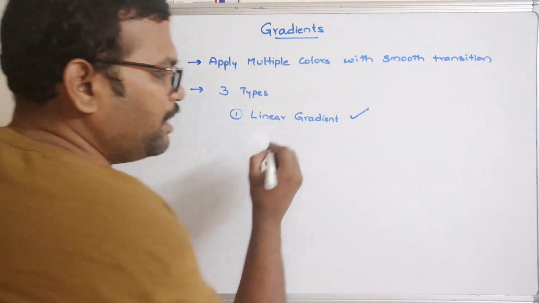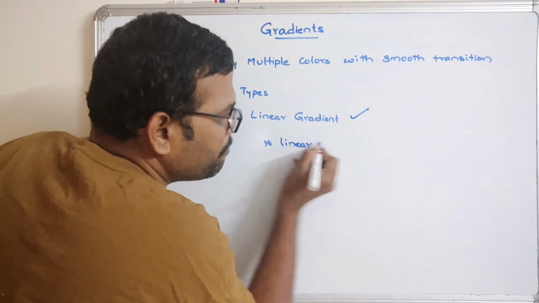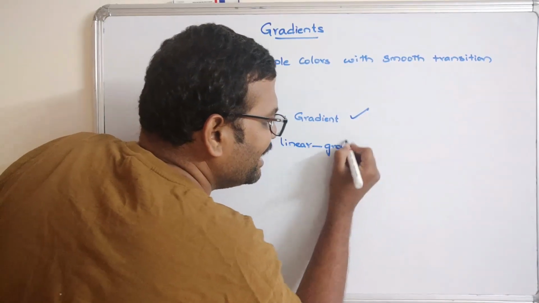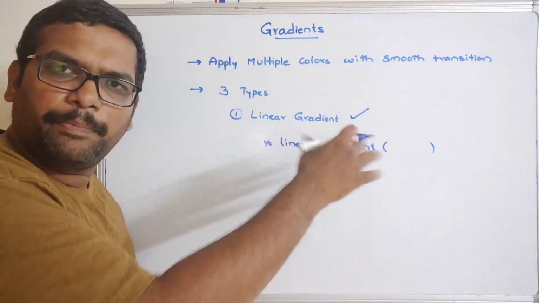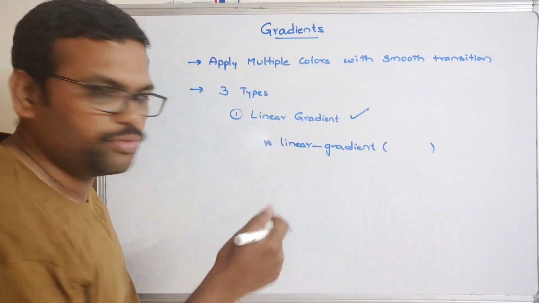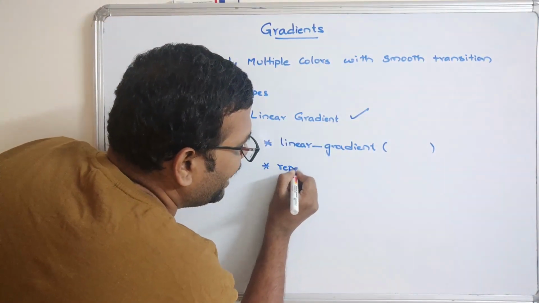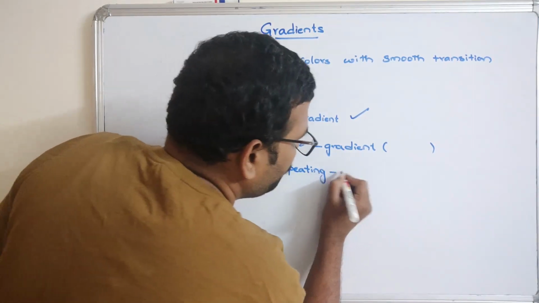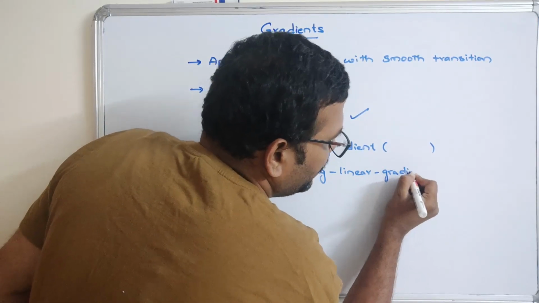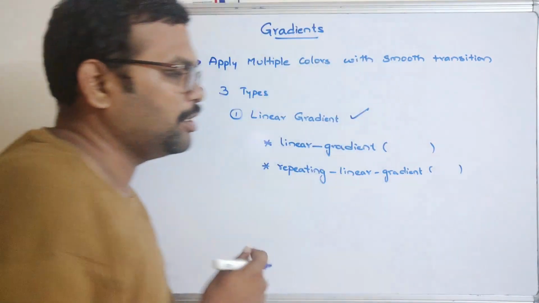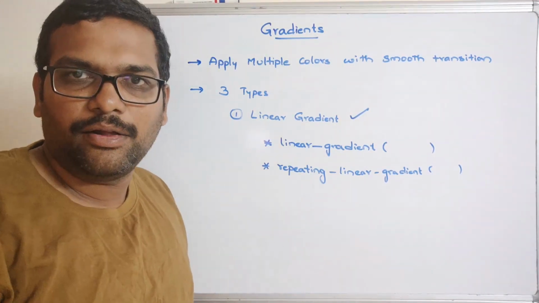Coming to this linear gradient, there are two functions to apply it. One is linear-gradient. This is one function by which we can apply the gradient, and I will tell you about the parameters soon. First let me give the functions. Another one is repeating-linear-gradient. We have to separate all these words with a hyphen. So these are the two functions by which we can apply the gradient filter to our content.